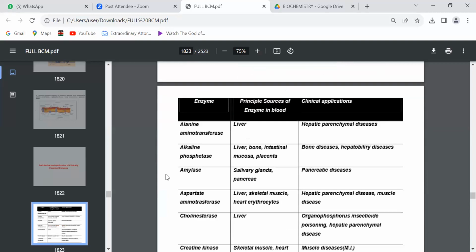So these are some of the enzymes and the principal tissues they are found in, and what their levels would clinically indicate.